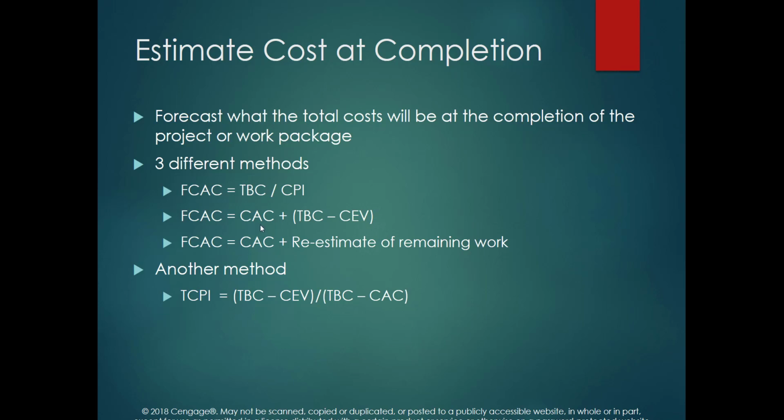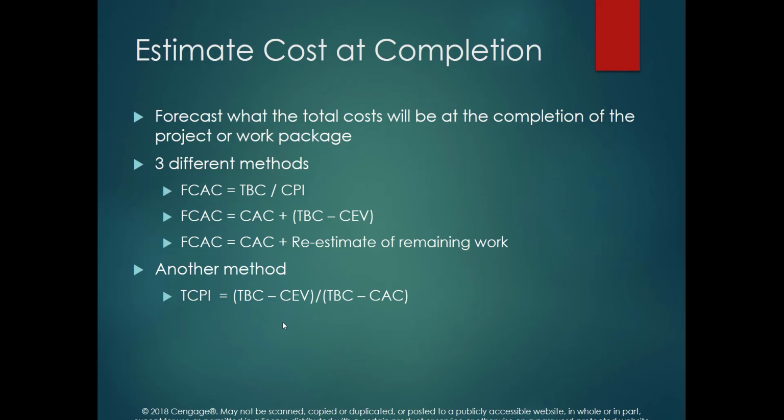The next one is the cumulative actual cost plus the difference between the total budget cost and the total earned value. So if this difference is zero, then the forecast is going to be the cumulative actual cost. There is one more method, where we take whatever we have spent so far plus a re-estimate of the remaining work. This is a very time-consuming part. You have to go through all the activities and compute the cost that they need for the project.